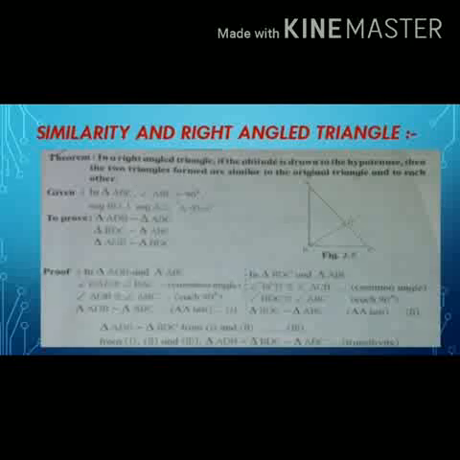We have given, in a right angle triangle, if the altitude is drawn on the hypotenuse, meaning the perpendicular drawn on the hypotenuse from the opposite vertex, then the two triangles are formed and they are similar to each other as well as they are similar to the original. What is the given?